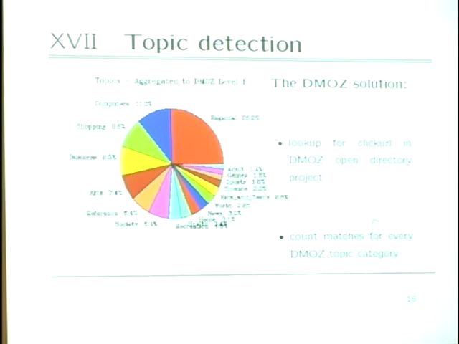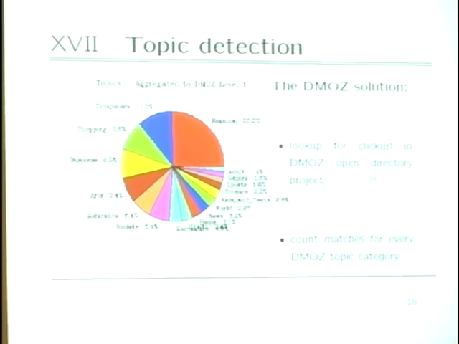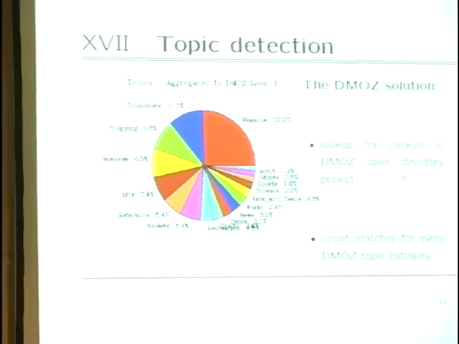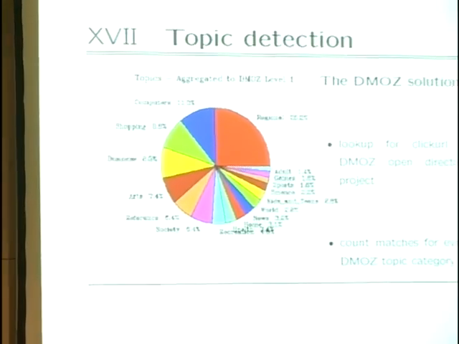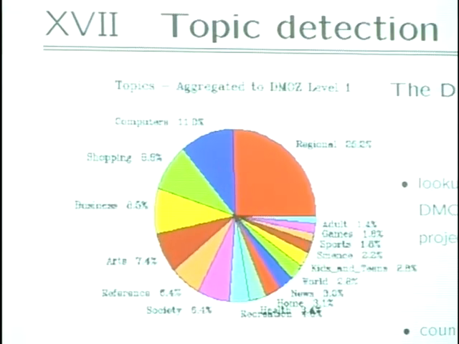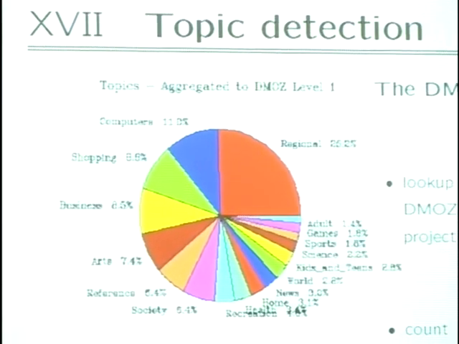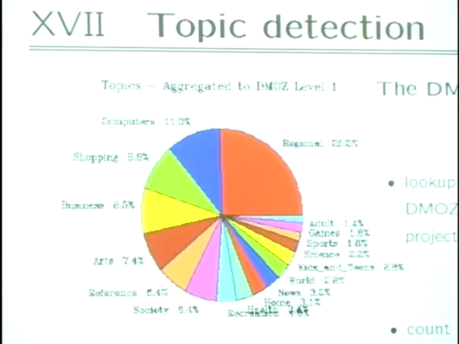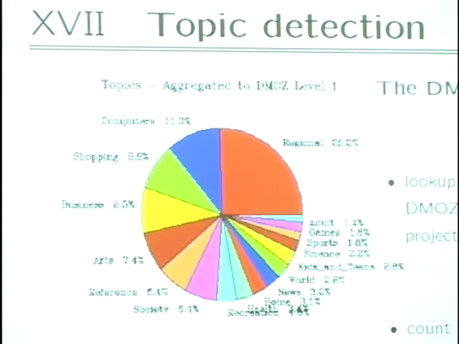If you want to determine the topic of a query, you look up the URL in which the user clicked in the DEMOS directory, and you take the topic category of the URL in the DEMOS directory as the topic for the search query. Well, and then you count the matches for each topic category, and this is the result.